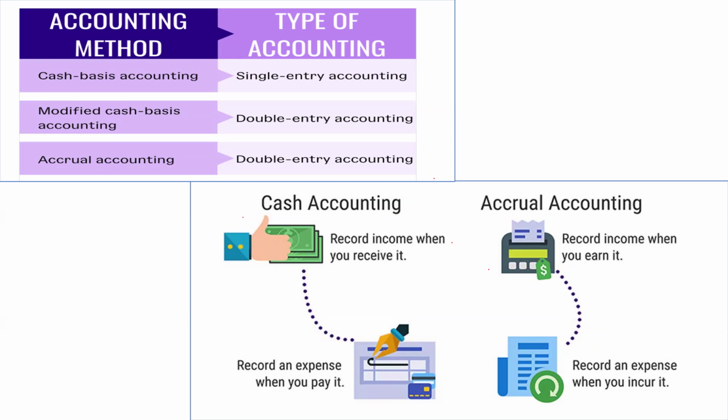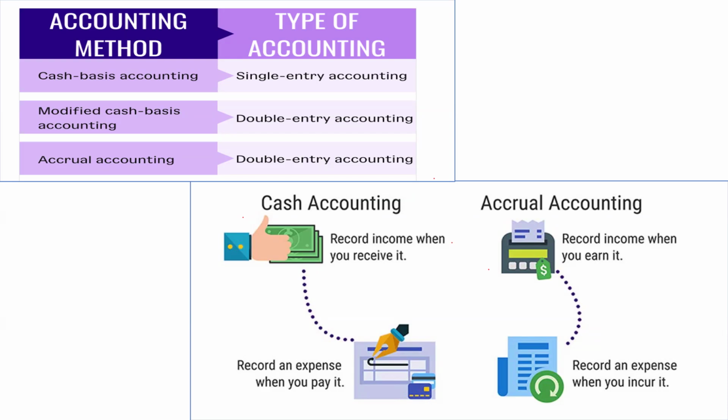In the cash accounting method, when you receive the money, then it will be considered as income. If you're not receiving any money, then they will not record any transaction in their accounting books. That is called the cash accounting method. So, simple purchase or sales.